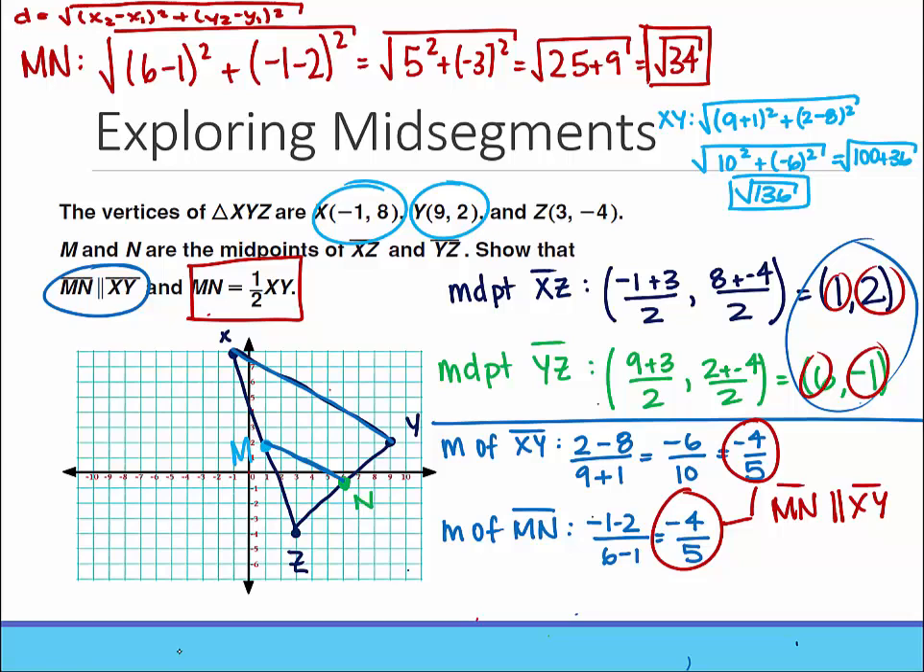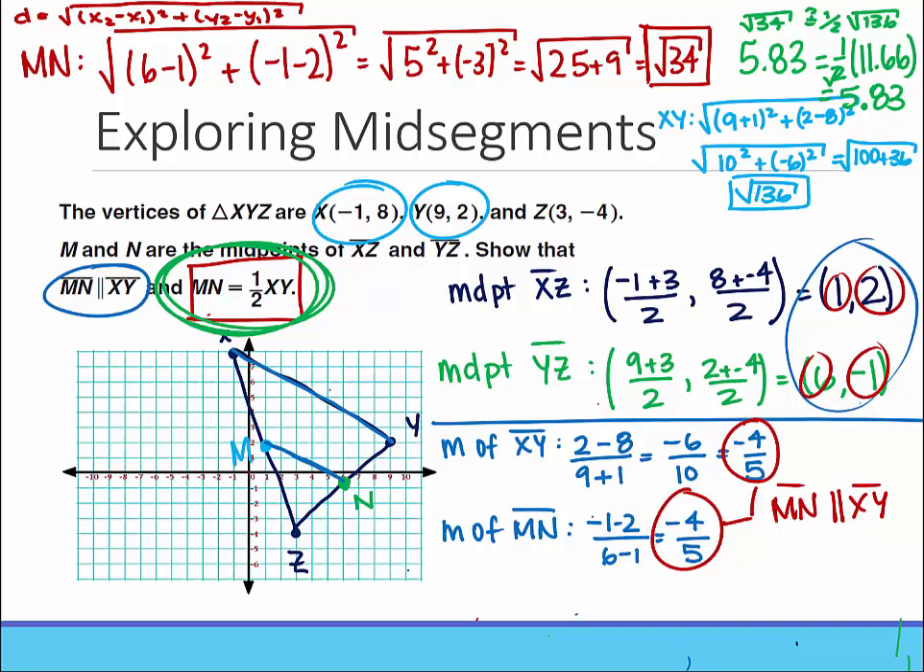Now remember our goal. We're trying to prove that MN is 1/2 of XY. So now we are going to need a calculator. And we want to know if the square root of 34 is 1/2 of the square root of 136. So let's type them into our calculator. Square root of 34 is 5.83. Square root of 136 is 11.66. So if we cut that in half, we get 5.83. So they're equal. So we know that MN is 1/2 of XY.